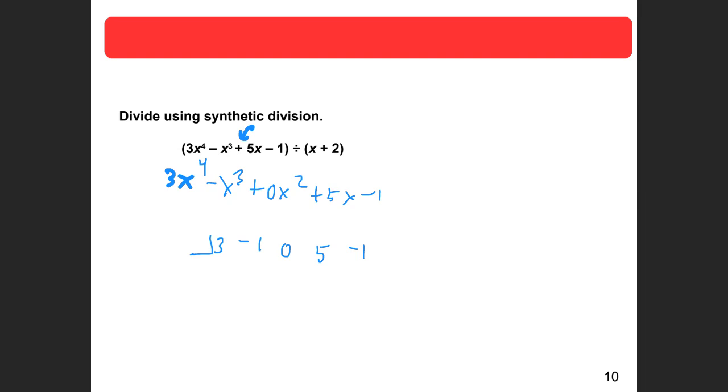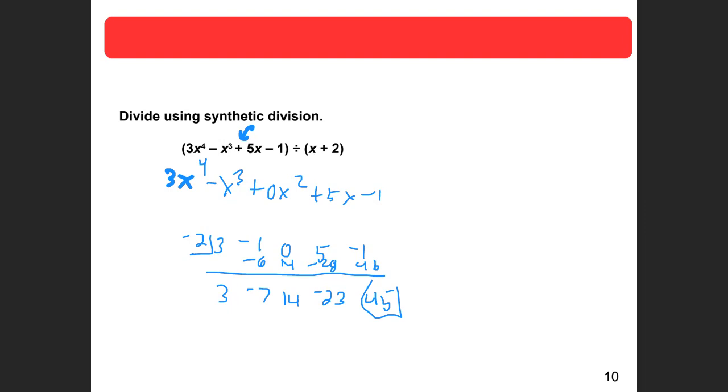What am I going to put in the box here? Well, this is plus 2, so we use -2. Bring down the first term, 3. -2 times 3 is -6. Add straight down, -7. -2 times -7 is 14. Add straight down, that gives me 14. -2 times 14 is -28. Add straight down, that's -23. Multiply, -2 times -23 is 46. And so my remainder would be 45.